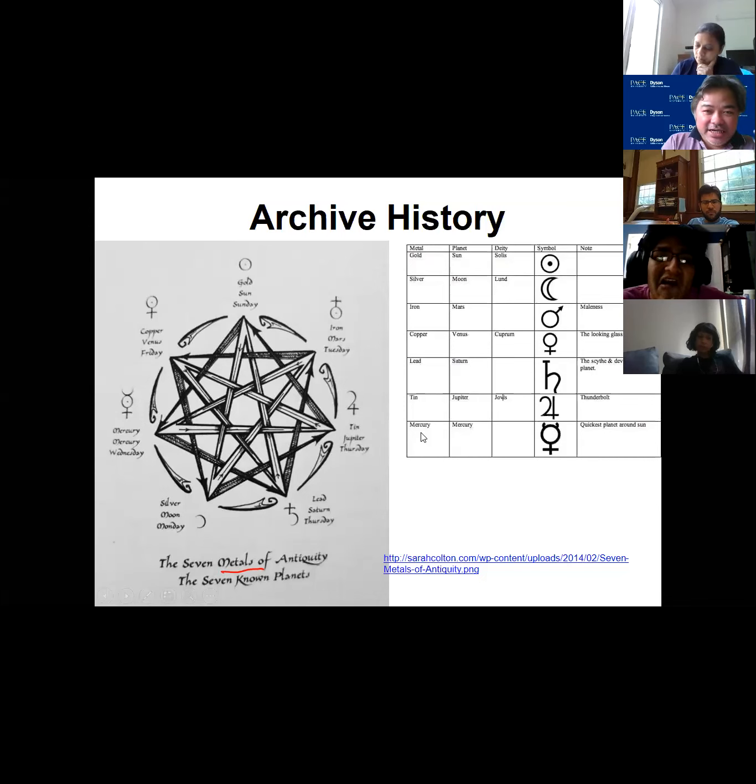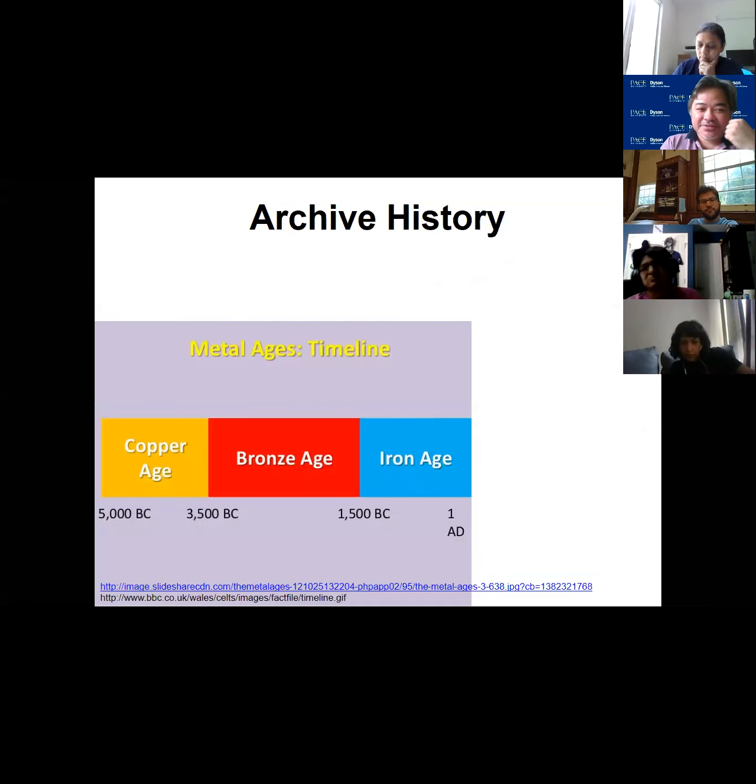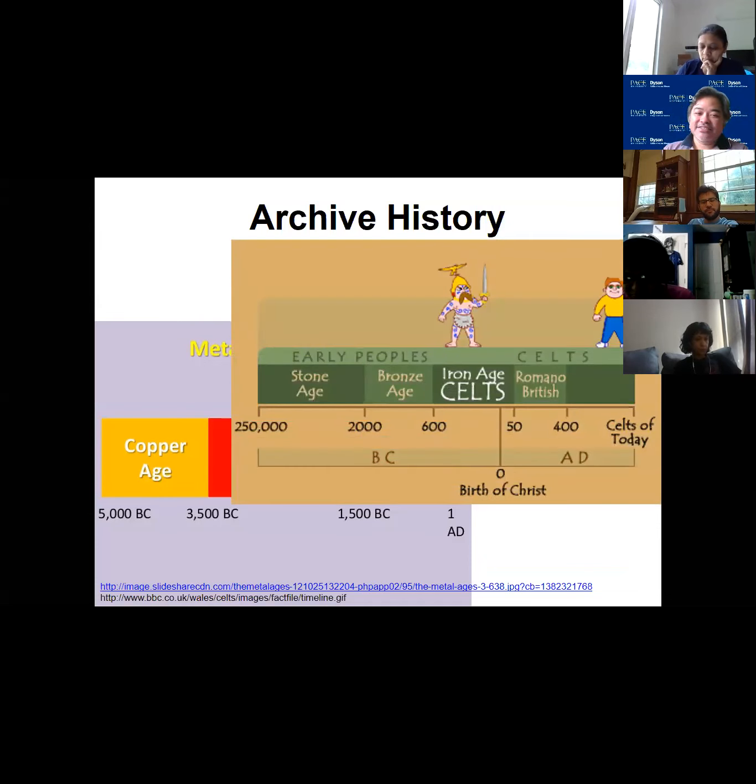And if you look at world history, they usually have these so-called ages named after metal. So we have a metal ages timeline: the copper age, the bronze age, the iron age. Before that, we have the stone age. These are the timeline that they have.